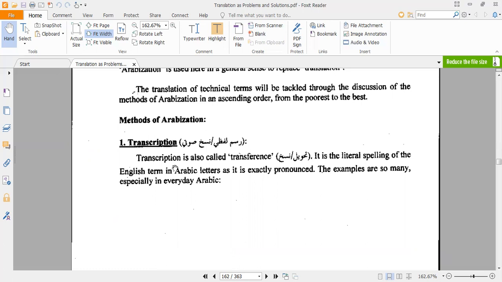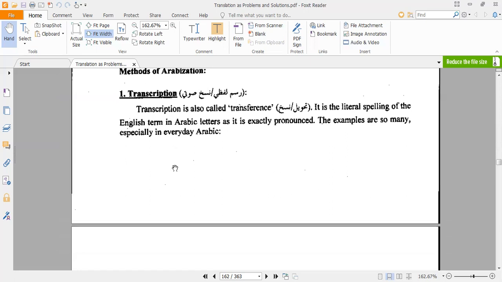How? First, we hear the English pronunciation, and we use the Arabic alphabet to write this pronunciation exactly, with no changes. We don't make any changes to what we hear of the English pronunciation. We write this pronunciation using Arabic alphabets as it is. Okay, this is what is meant by transcription.